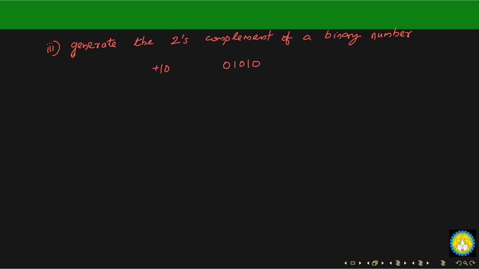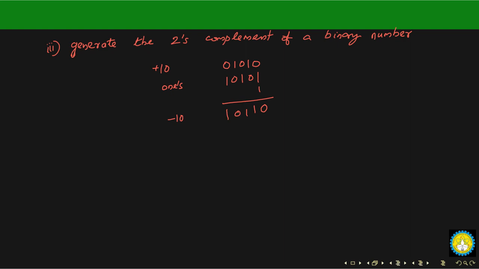If you want to convert this into 2's complement, what you need to do is invert all the bits. So it will be 1, 0, 1, 0, 1. This is the 1's complement of the given number. Now you have to add 1 to this. Once you add 1, 1 plus 1 is 0 with a carry 1. So it is going to be 1 here, followed by 1, 0, and 1. This represents negative 10 in 2's complement.